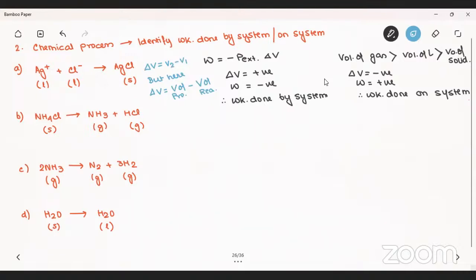Now, this is solid and there are 2 liquids. So where will the volume be more, on the product side or on the reactant side? Reactant side. So this is more, right? Yes, ma'am. So delta V will be negative. Here our delta V is negative, so it will be work done on system. Okay. Is this part clear? Yes, ma'am.